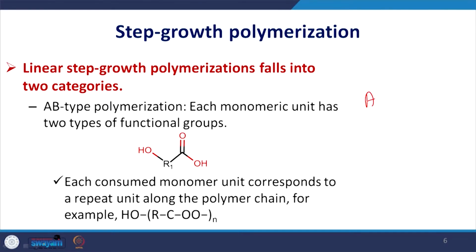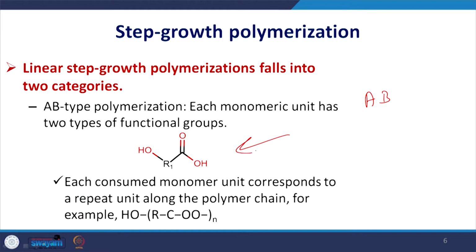Now here you see the AB type of polymerization. Each monomer unit has two types of functional groups. Like if you see in this particular example, we have two different functional groups. Each consumed monomer unit corresponds to a repeat unit along the polymer chain, for example HO, RCO and so on.